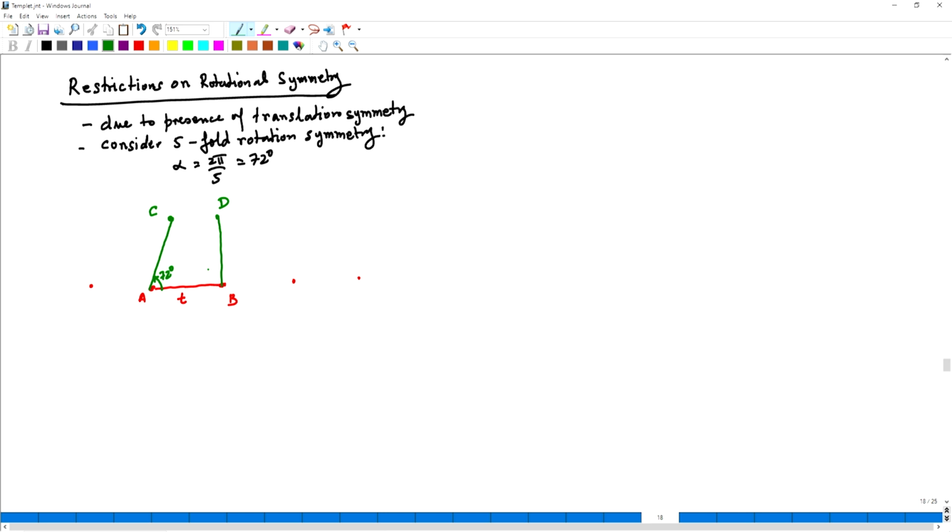What has happened is it has taken the lattice point at A to the position D. So C and D both are lattice points, and A and B, as we had said, are lattice points, with a clockwise rotation of 72 degrees. Let me join C and D as well. So A, B and also C and D are lattice points.